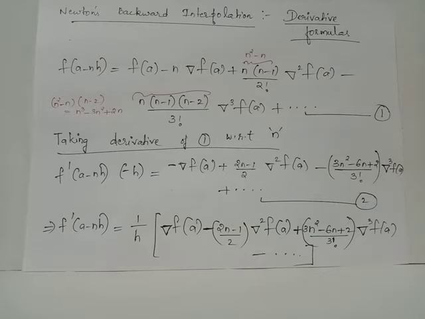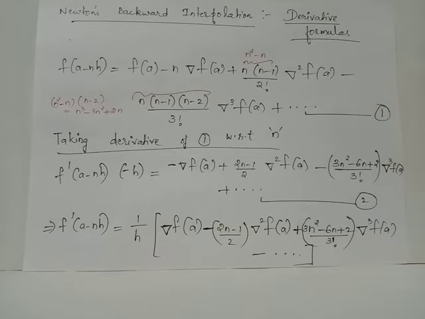Here, when you consider the special case n = 0, the second term becomes −(−1)/2 multiplied by ∇²f(a), which becomes ∇²f(a)/2. At n = 0, the third term becomes 2/3! multiplied by ∇³f(a), which can be written as ∇³f(a)/3. At n = 0, the LHS becomes f'(a). Thus, at n = 0, we have f'(a) = (1/h)[∇f(a) + ∇²f(a)/2 + ∇³f(a)/3 + ∇⁴f(a)/4 + etc.]